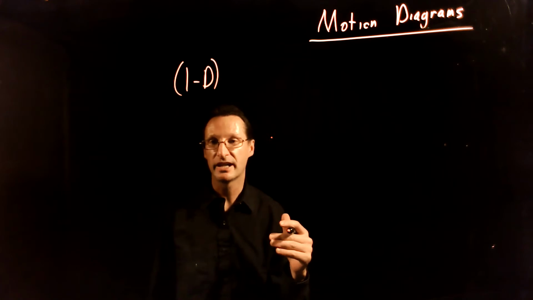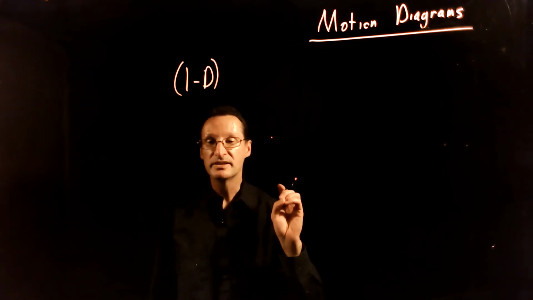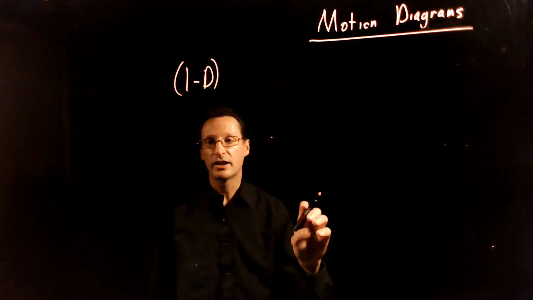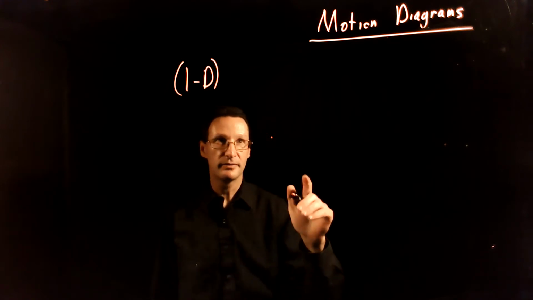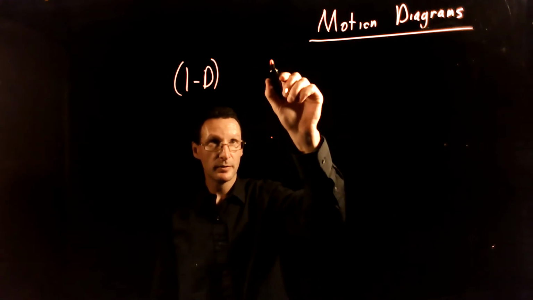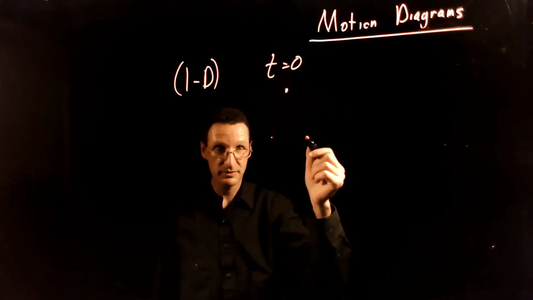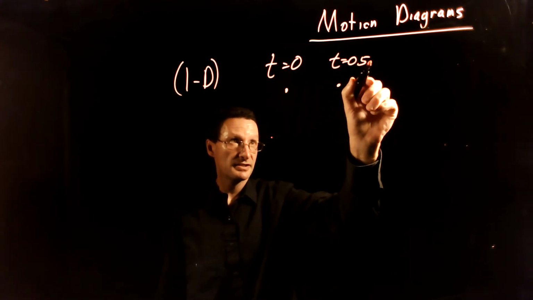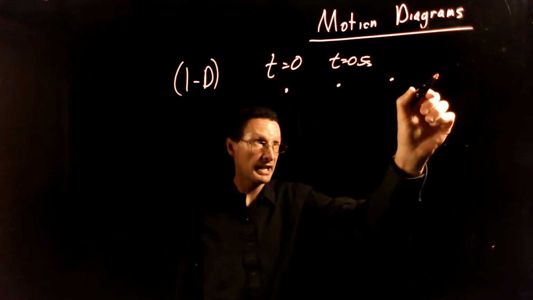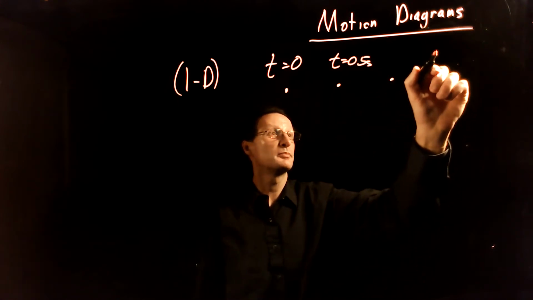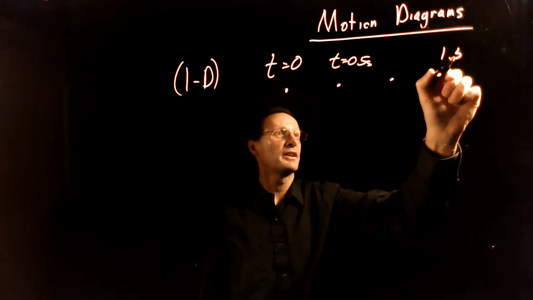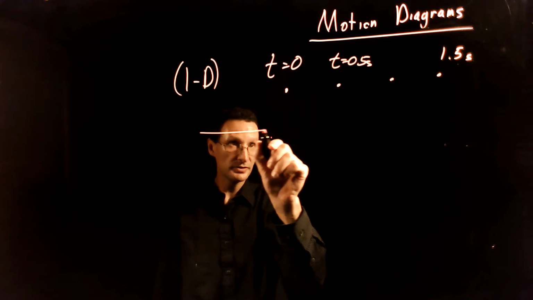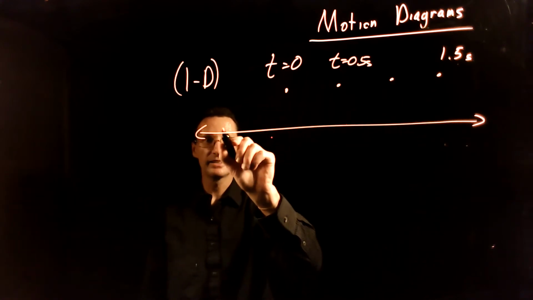So the idea with a motion diagram is that you look at the position of an object, let's say a car. You look at the position of that car at equal time intervals. So let's say t equals 0, you look at the position of the object. Then half a second later, you look at the position of the object. And then you keep looking at it every half second. So this would be 1.5 seconds later. Okay. This is a one-dimensional situation, so we're going to use a one-dimensional coordinate, x.